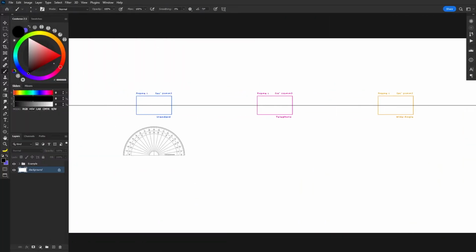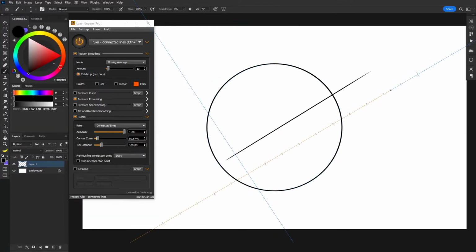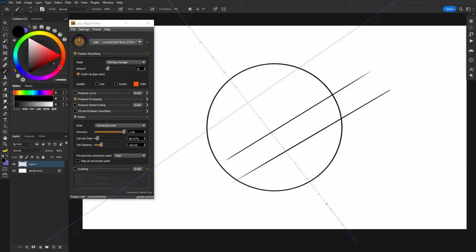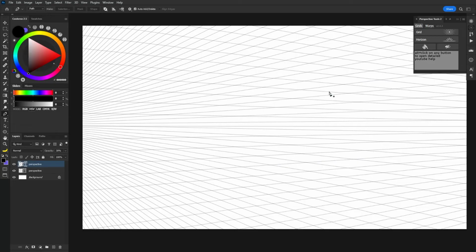Okay, so enough talking, we're gonna learn how to draw the cone of vision together, and then hopefully it'll sink in a little bit more. And the two tools you're going to see me use are Lazy Nezumi, which I use for all of my straight lines and ellipses. It's essentially just like having a Photoshop ruler. And the other one is Perspective Tools V2, which is going to help me create perspective grids later on.